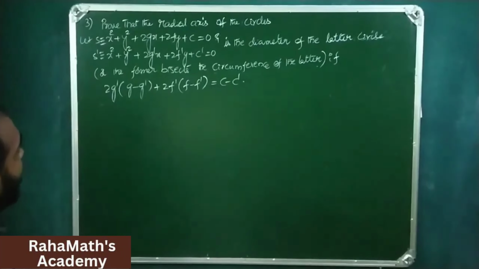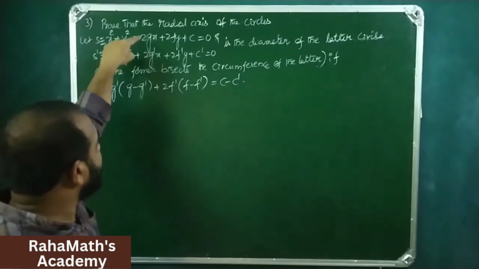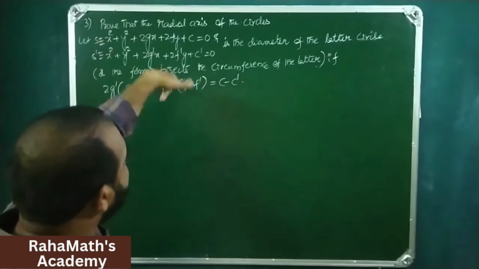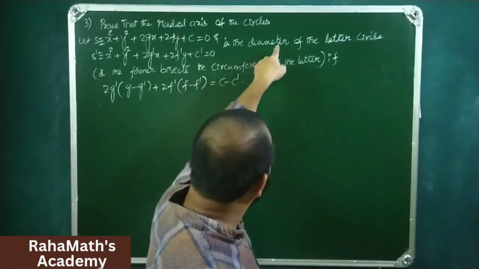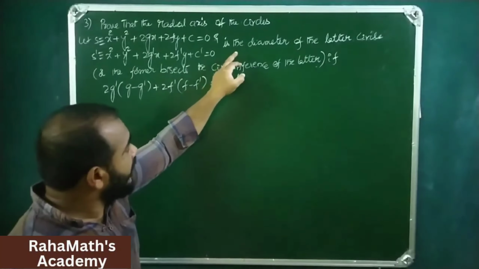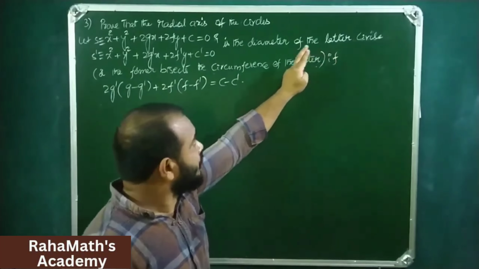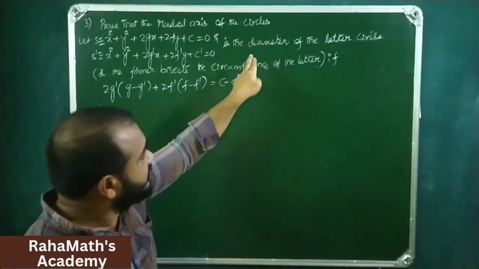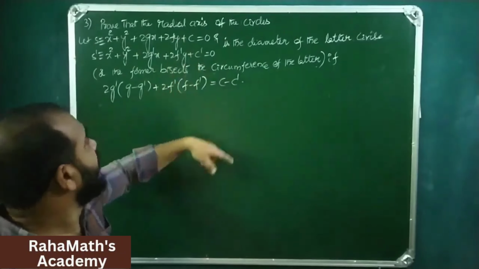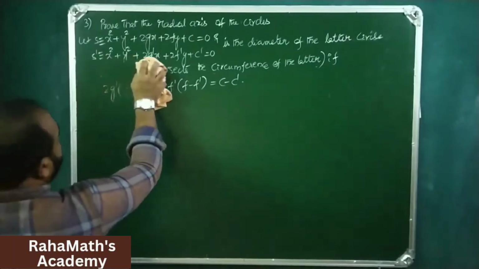First of all, the radical axis we will get through subtraction of these two circles, S minus S dash. Then we will be getting one radical axis. That radical axis is the diameter of the latter circle. That means to claim that the radical axis is the diameter of the second circle, the radical axis must pass through the center of the second circle. Then we will get this condition.